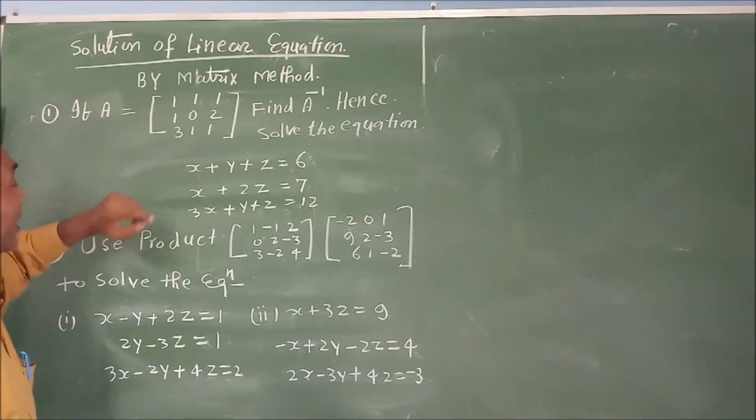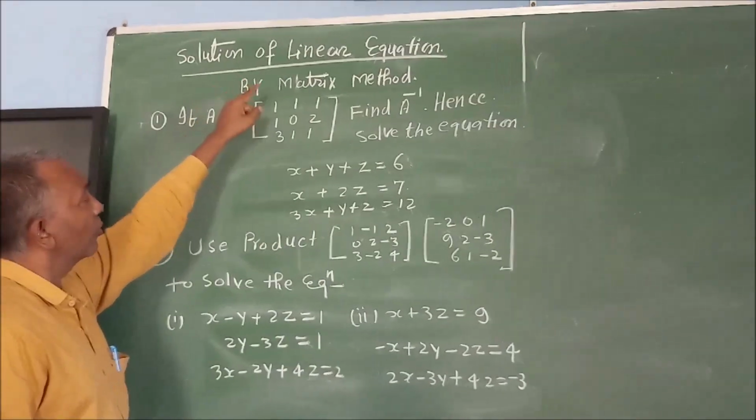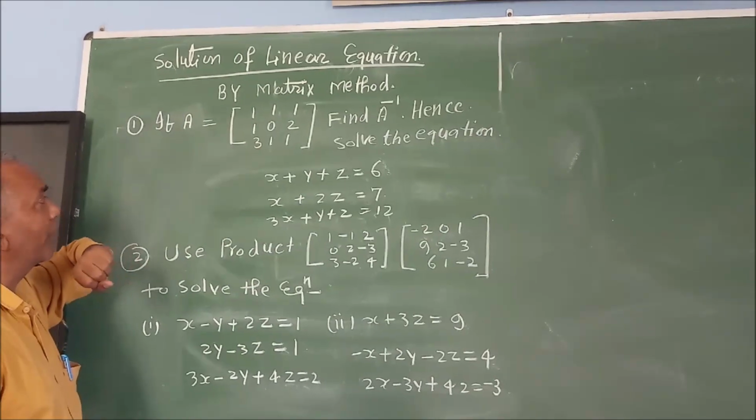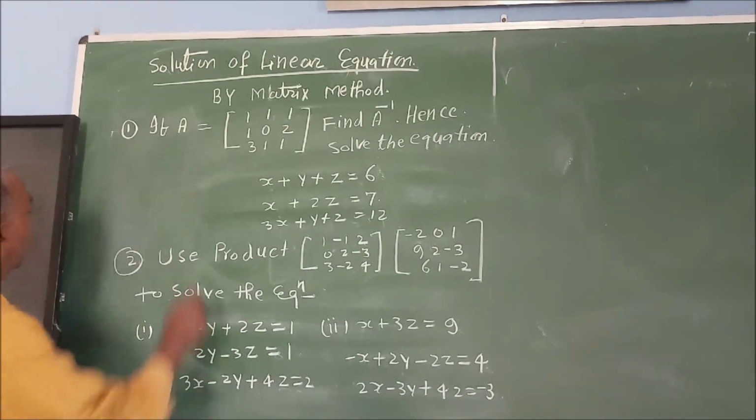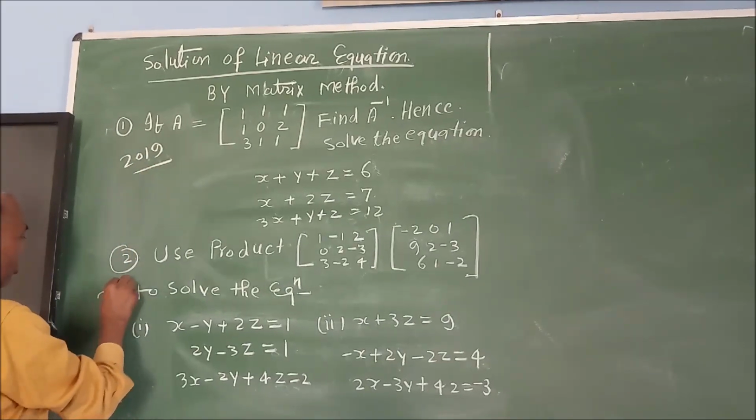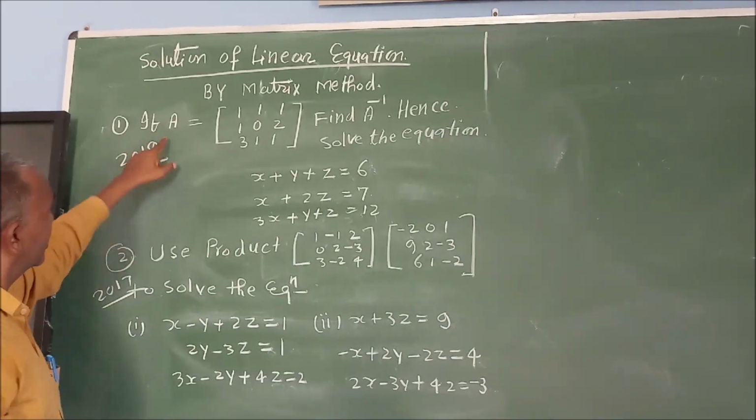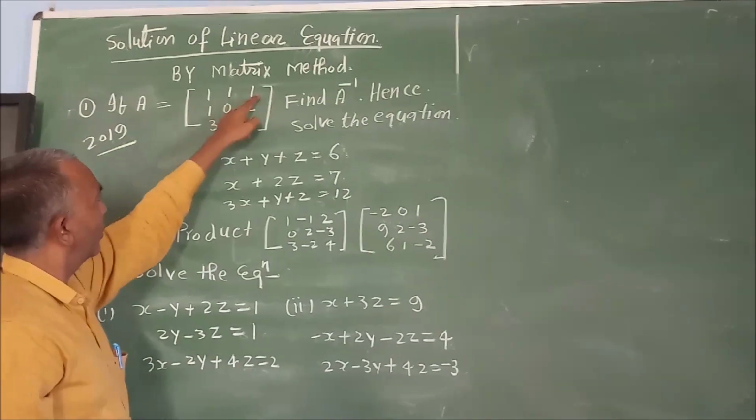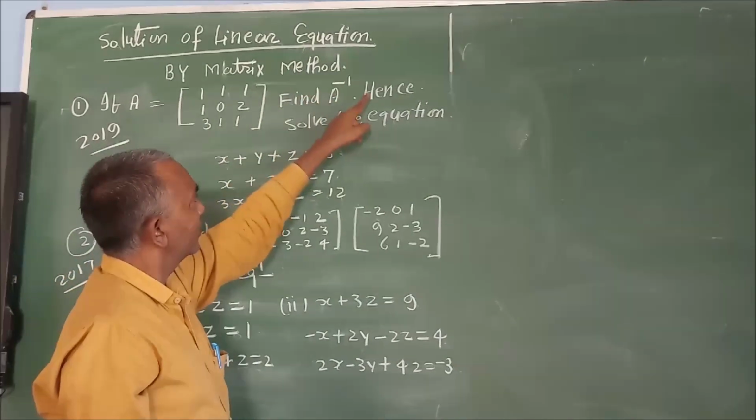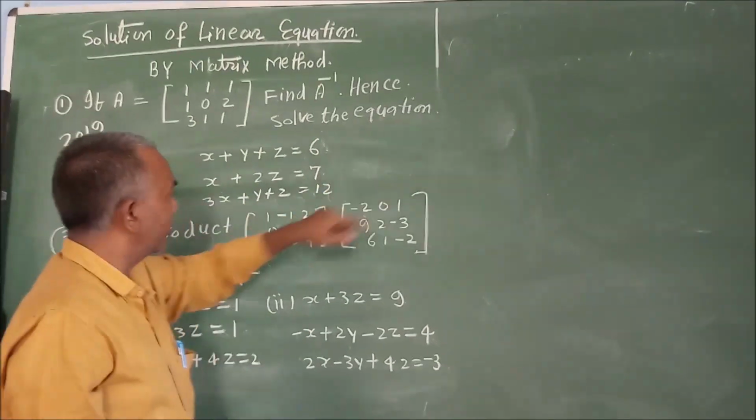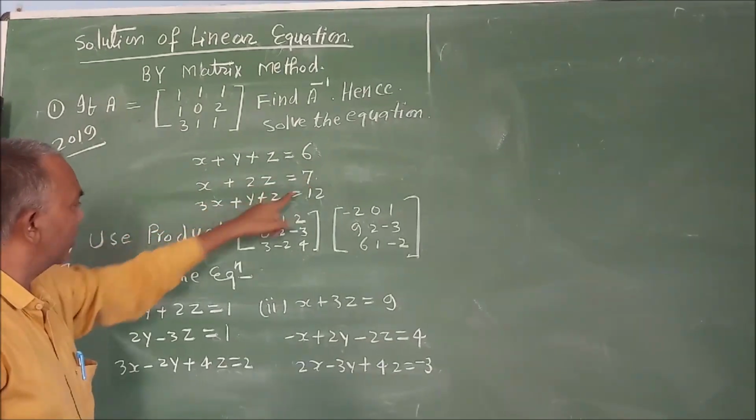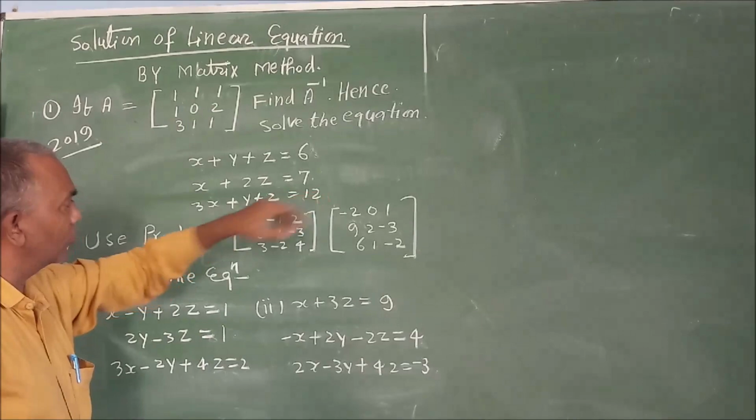In my last class I have also discussed solution of linear equations by matrix method and solved some questions of exercise 4.6. Here are two questions. First is from 2019 CBSE and second is 2017 CBSE. The question is: if A is equal to [1 1 1; 1 0 2; 3 1 1], then find A inverse. Hence, solve this system of linear equations: x plus y plus z equals 6, x plus 2z equals 7, and 3x plus y plus z equals 12.